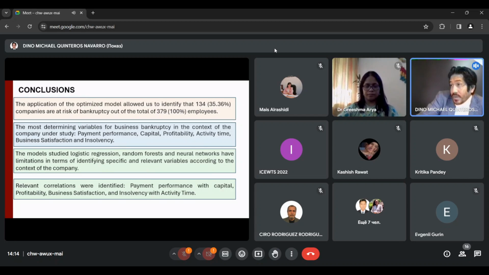The models studied, logistic regression, random forest, and neural network, have limitations in terms of identifying specific and relevant variables according to the context of the company. Relevant correlations were identified: payment performance with capital, profitability, business satisfaction, and insolvency with activity time.